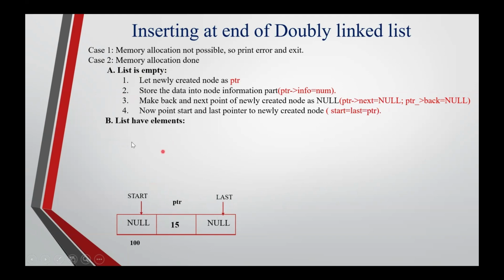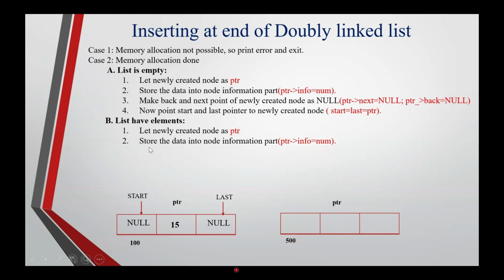Second case, that is, the list has elements. Whenever the list has elements, we have to insert at the last node. So this node right now we can consider as the list having one element. Then you have to make the newly created node PTR. So this is our newly created node, we make it PTR, and the address is 500. After that, we have to store the data into the information part. This node has three parts. This is for the back pointer, this is for the next pointer, and this is for the information part. So we store the information.